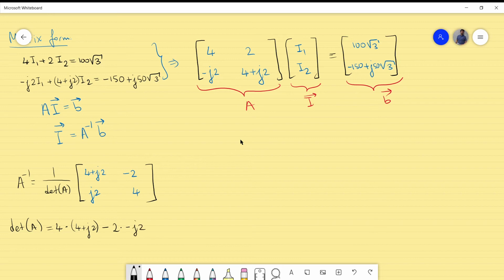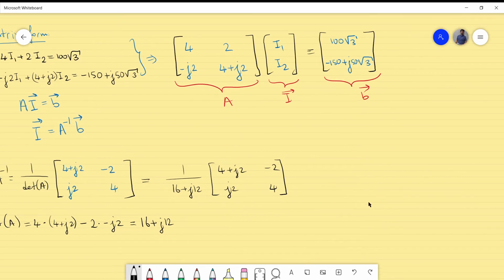That's actually for this, and if you do the math here, you will have 16 plus j12. This is actually the determinant of A. Now if I substitute everything here, I will have the following: 1 over 16 plus j12, and then 4 plus j2, minus 2 j2, and then 4, and this is the matrix we would like to determine. If you have calculated this one and determined the expression for this, you can multiply it with B, because this is the B.